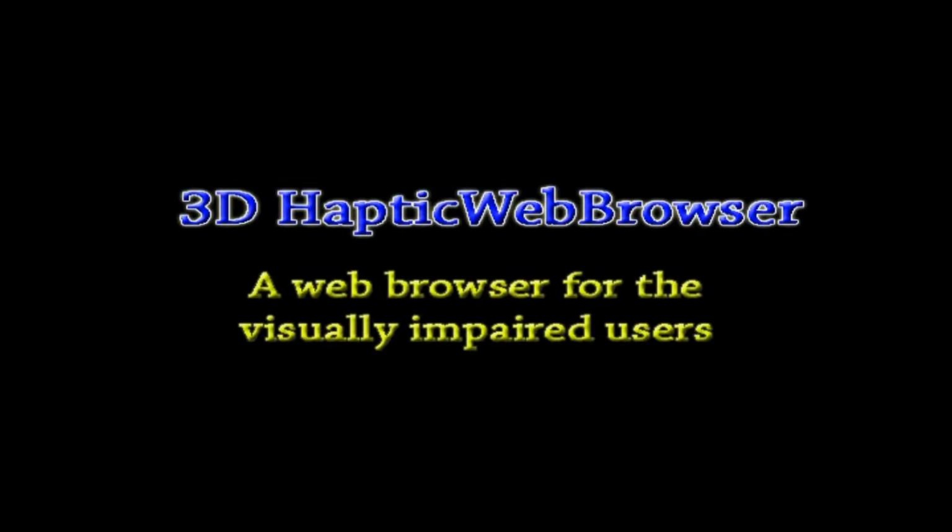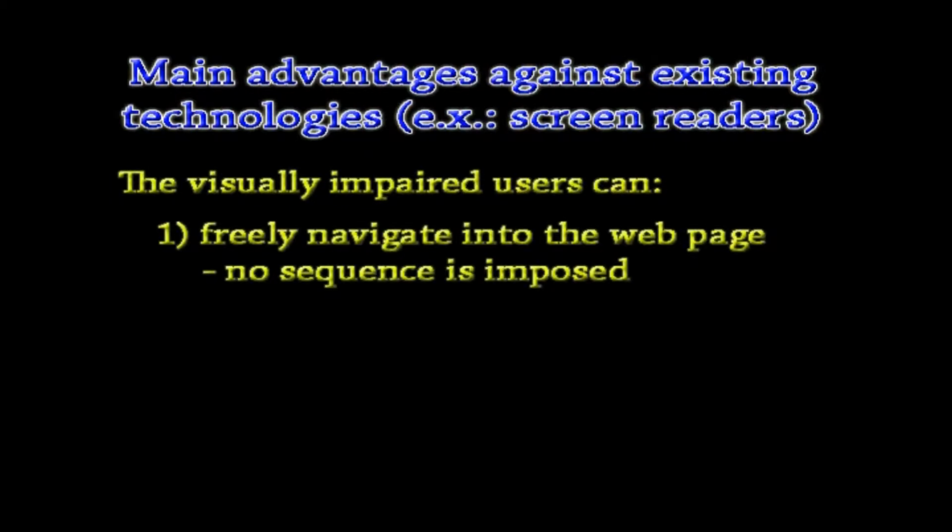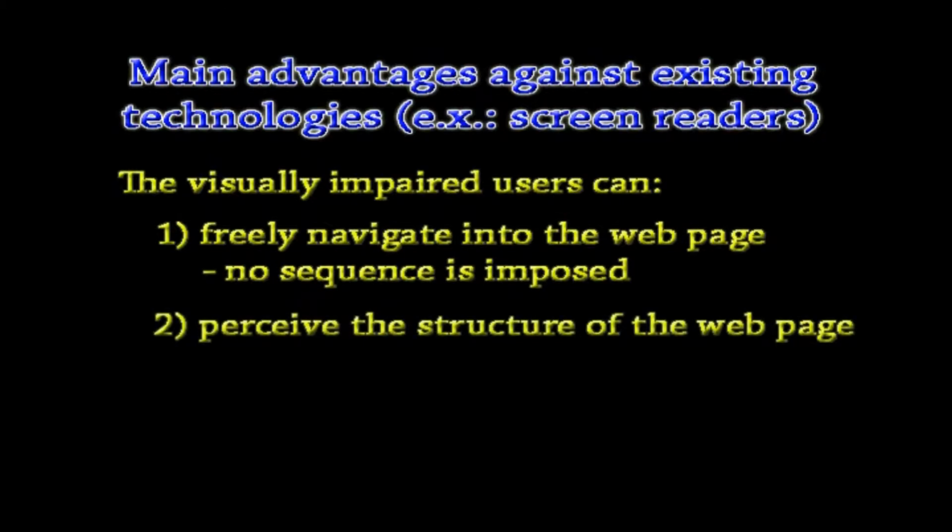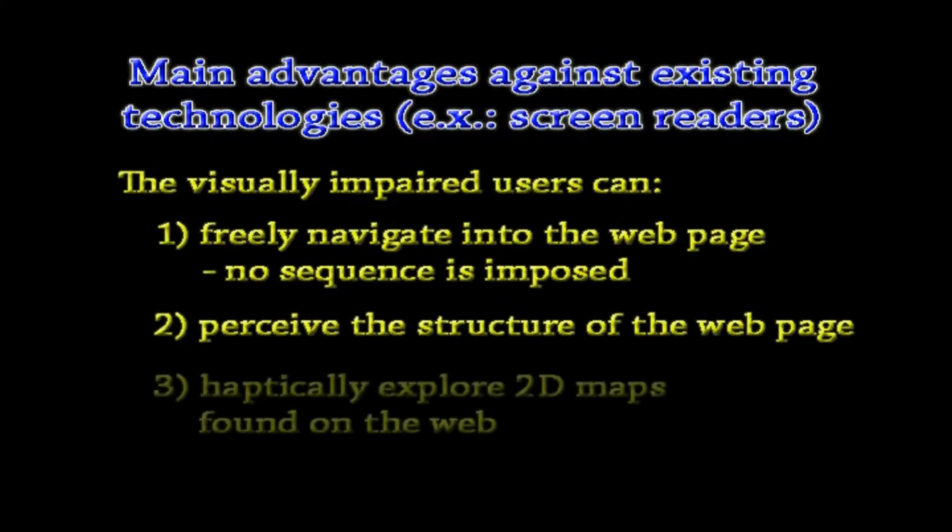Welcome to the presentation of 3D Haptic Web Browser, an application that enables haptic navigation on the web for visually impaired users. The main advantage of the application against the existing technologies, such as the screen readers, is that the visually impaired user can freely navigate into the web page. No sequence is imposed. The user can also perceive the structure of the web page. Moreover, the 2D maps found on the web can be haptically explored.